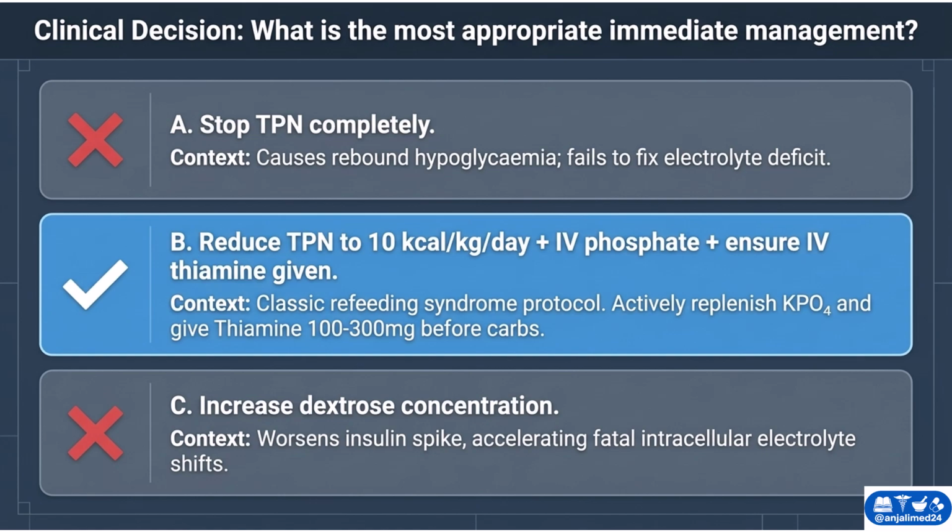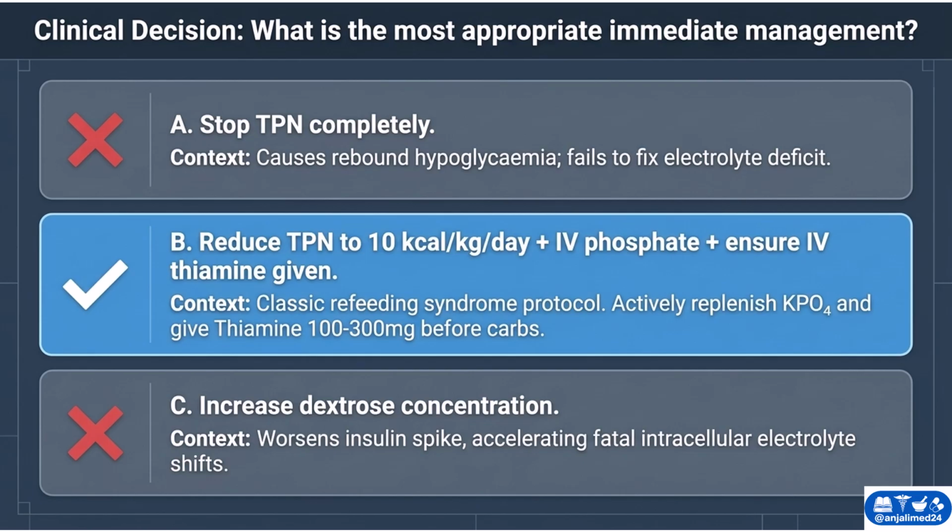The correct answer is option B. This patient is experiencing refeeding syndrome, a potentially life threatening complication caused by rapid nutritional replacement in a severely malnourished patient. The immediate management is not to stop TPN completely, because that can lead to rebound hypoglycemia and further nutritional compromise. Instead, reduce the TPN to about 10 kilocalories per kilogram per day.